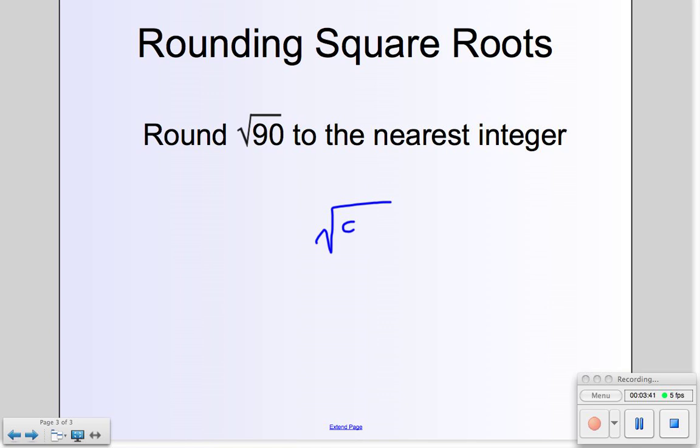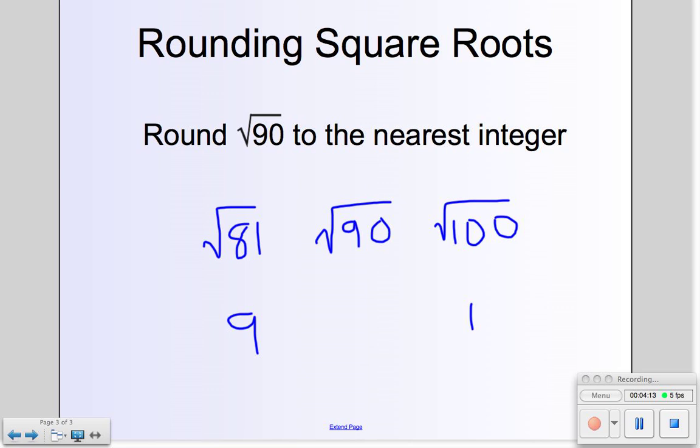Okay, so we have the square root of 90. What are the closest perfect squares to 90? The one that's lower than that would be 81. That's a perfect square, and there's no perfect square bigger than 81 that's less than 90. And then the one on this side would be 100. So 90 falls between 81 and 100. Those are the closest perfect squares to it. Square root of 81 is 9. Square root of 100 is 10.